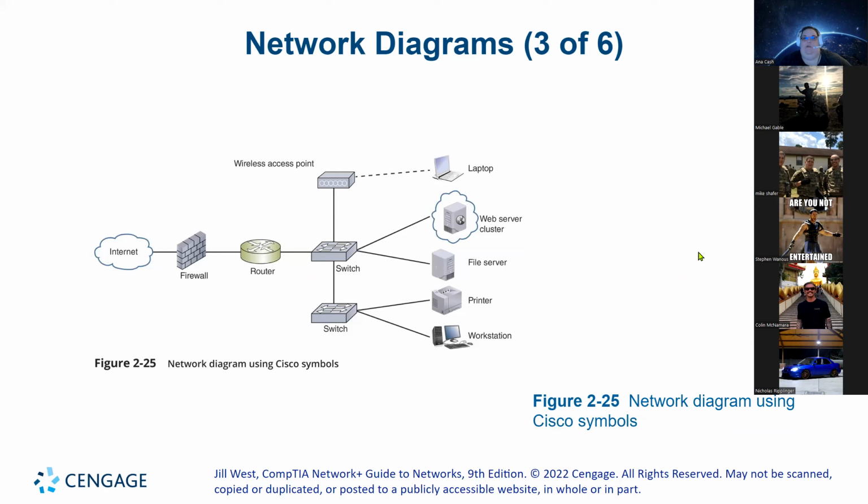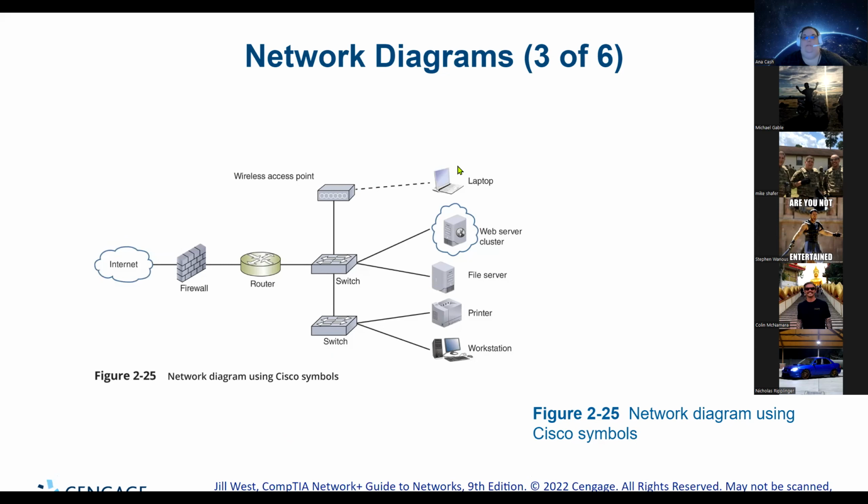Here's an example of a very generic network diagram that shows your flow of the basic internet, firewall, router, how your switches come in. Then you have your wireless access point with that, web server clusters, file server, printer, and workstation. This is just a very, super simple example of what it looks like.